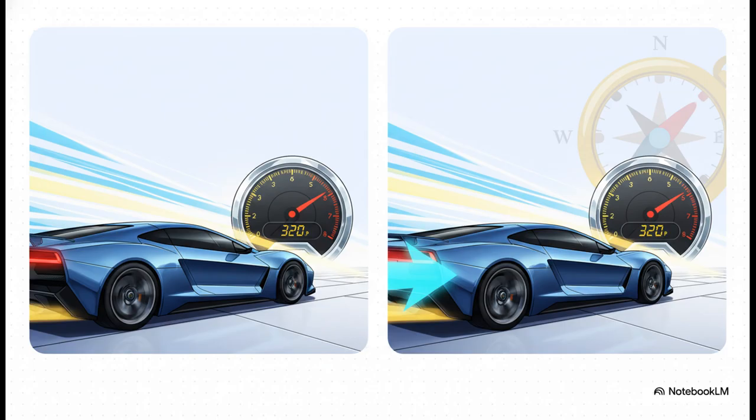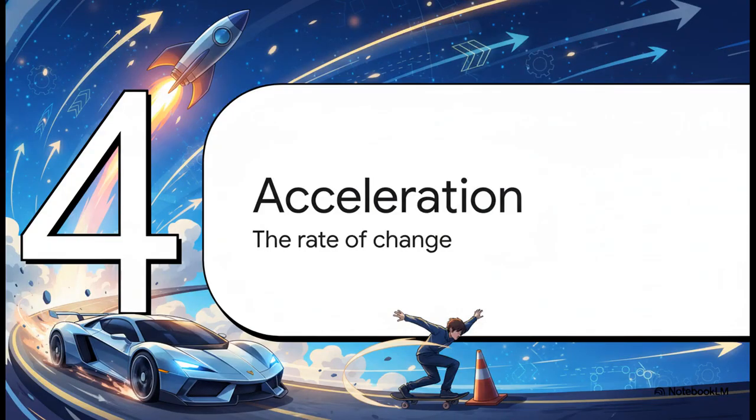So it's not just about how fast you're going, but also in which direction. When your car's speedometer says 60 kilometers per hour, that's its speed. But if you say it's going 60 kilometers per hour north, now you're talking about its velocity. Let's be real. In our world, things hardly ever move at one steady velocity. We speed up, we slow down, we turn corners. We need a word to describe all of that change, and that word is acceleration.